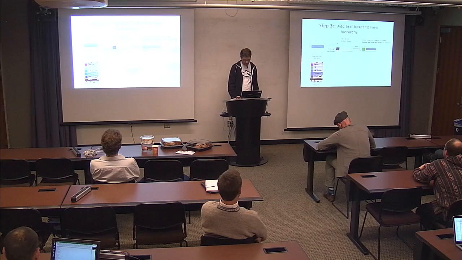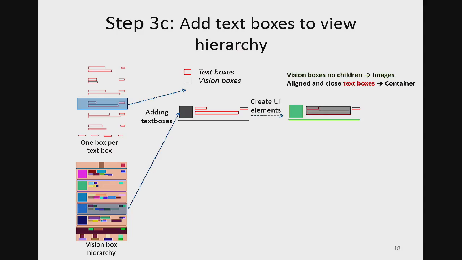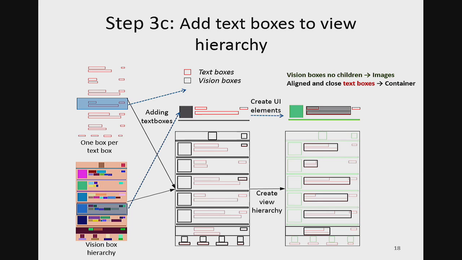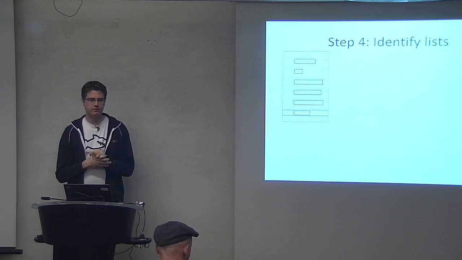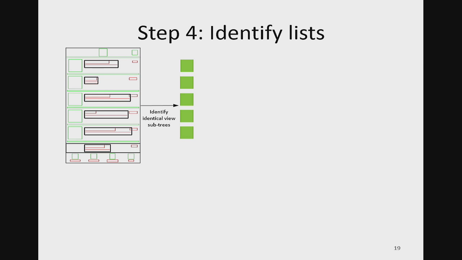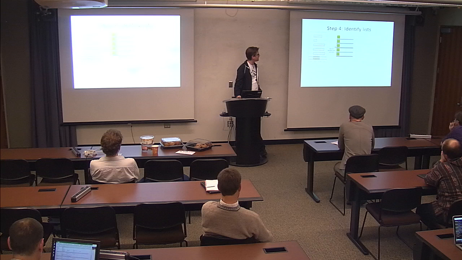All right, so we can then merge text lines that are close to each other, put them into a container. And once we have that, we can identify lists. So things that are repeated over and over, but don't have to be exactly identical. To do this, we first find things that are indeed identical across the screen. In this case, we find that these things are the same, just repeated. Once we have that, we basically have a candidate area of things that might be a list item.